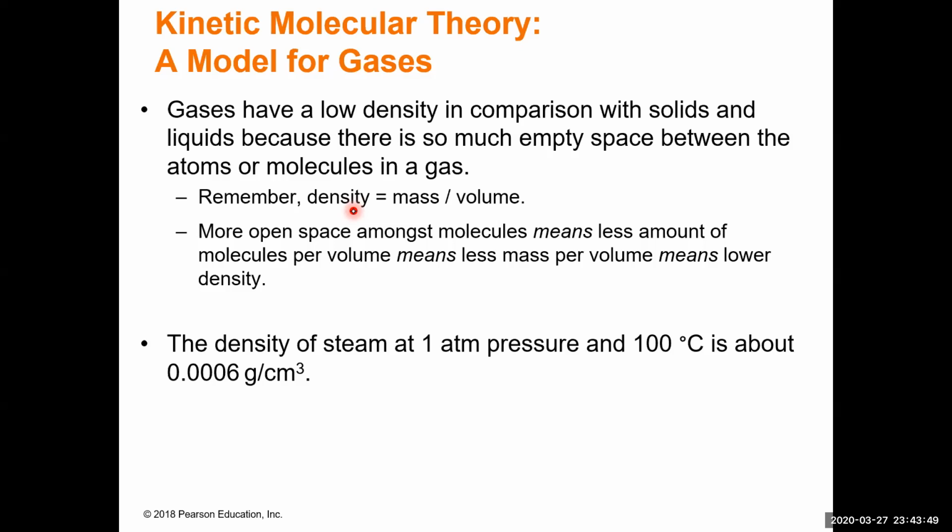For example, if we look at the density of steam at 1 atmosphere pressure and at 100 degrees Celsius, it's about 0.0006 grams per centimeter cubed. Whereas the density of liquid water, which does vary a little bit by temperature, but at 1 atmosphere is about 1.00 grams per centimeter cubed.